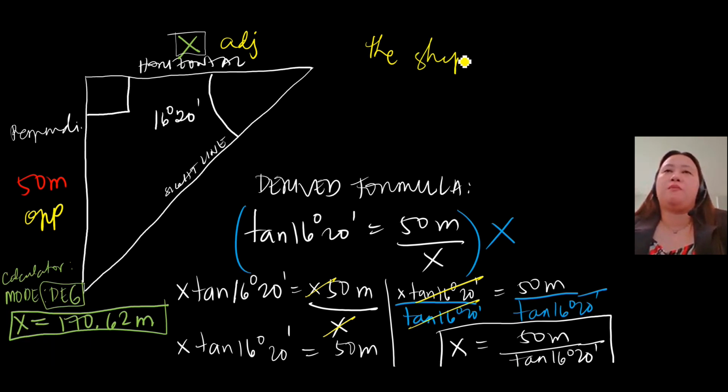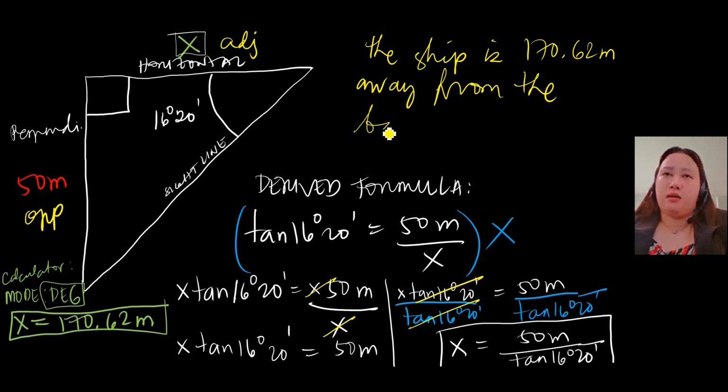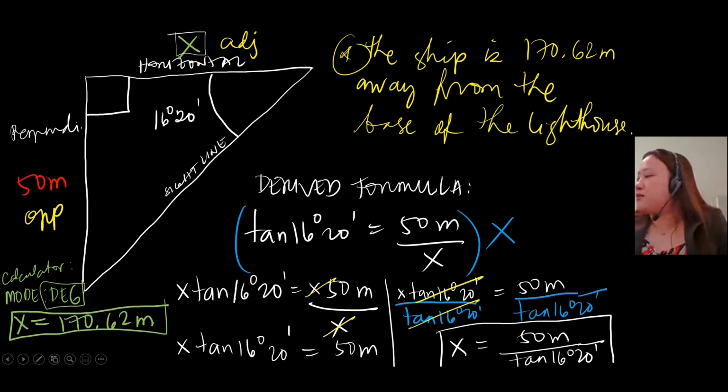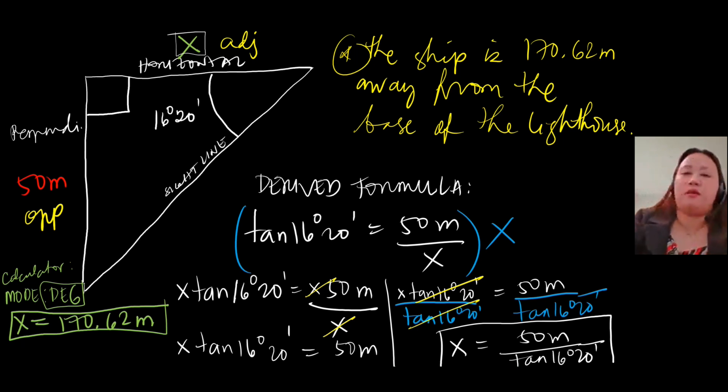The ship is 170.62 meters away from the base of the lighthouse. That's it. This can be your conclusion. Okay, next. So let us go back to the PowerPoint.